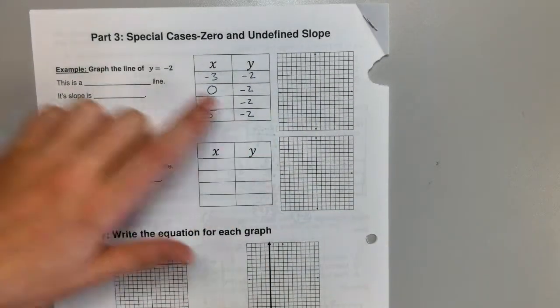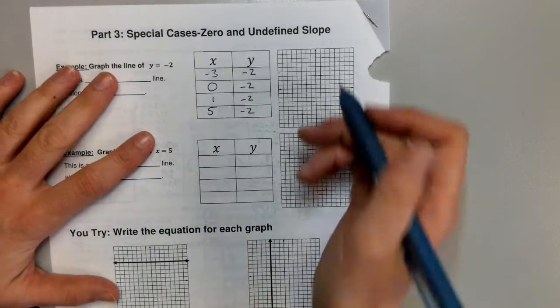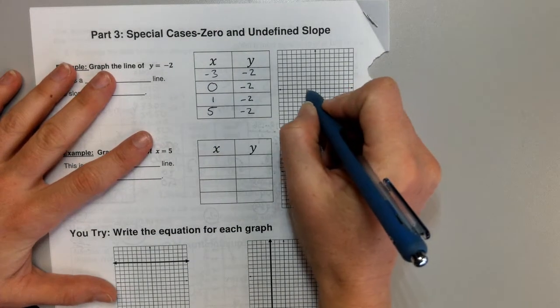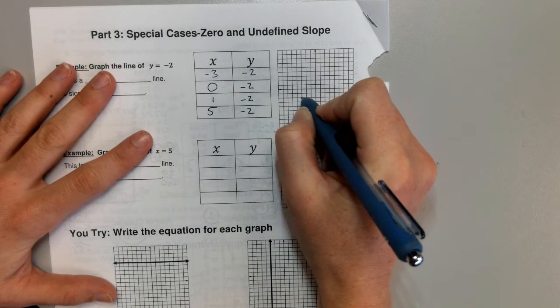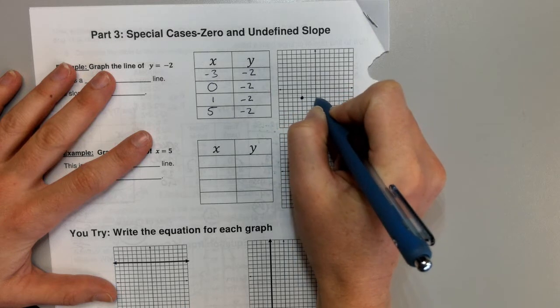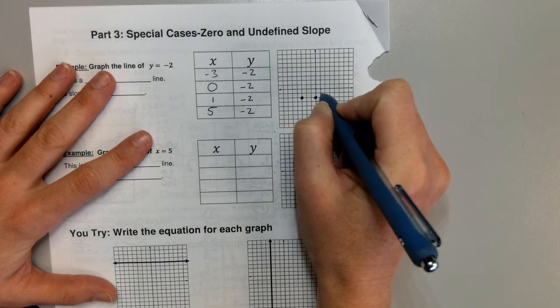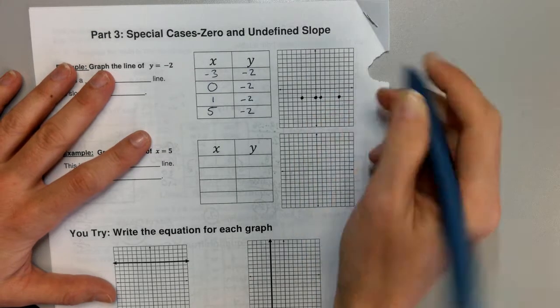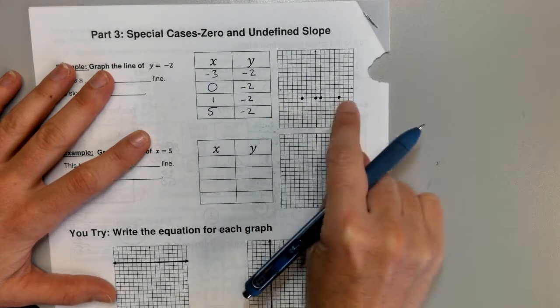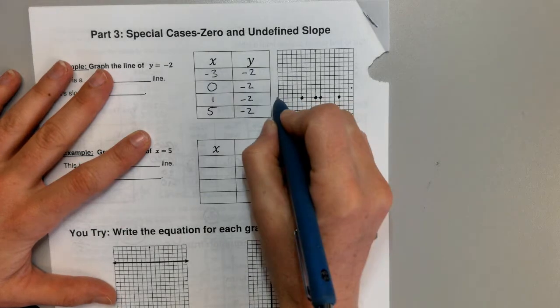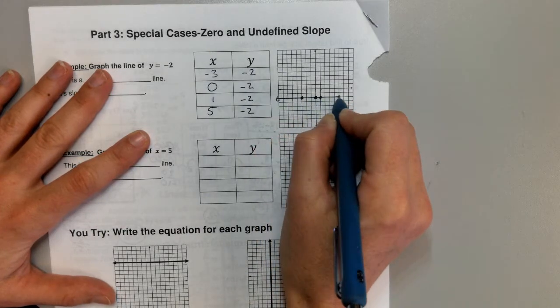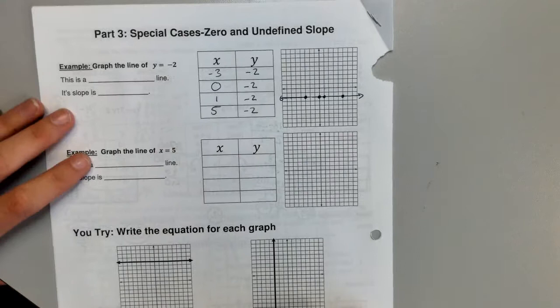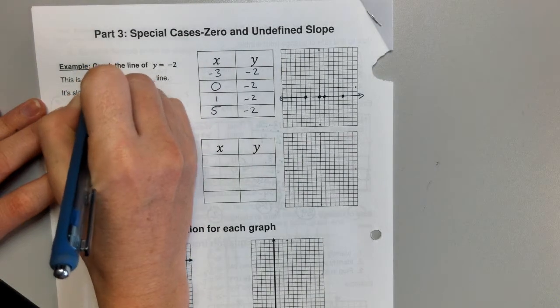If we try and graph this to see what it looks like, we have the points (-3, -2), (0, -2), (1, -2), (5, -2). What do you notice about all of these points? They're all in a straight horizontal line. So this is a horizontal line.